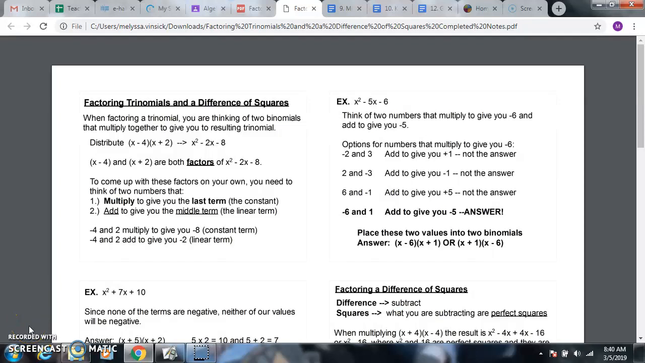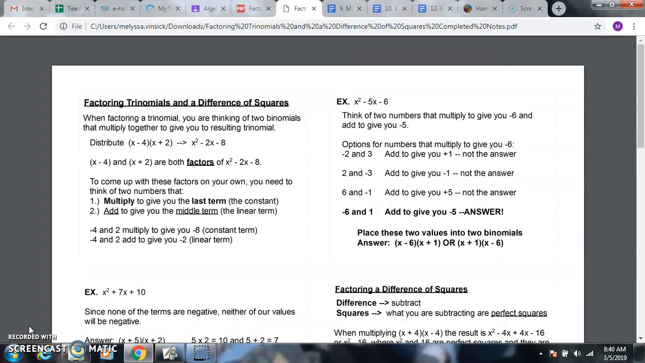Okay, this is concept number 14, which is factoring trinomials and difference of squares. This is the last section for the end of the quarter. It's a tough section, and it's going to take you a lot of practice to get really good at these. It's not going to be just do the pretest and be good enough to take the test. You're really going to have to spend some time practicing these to get really good at them.